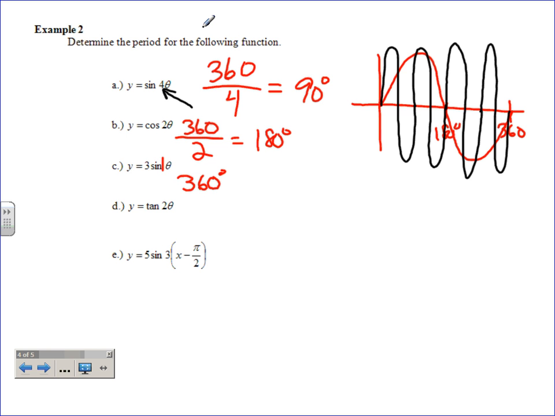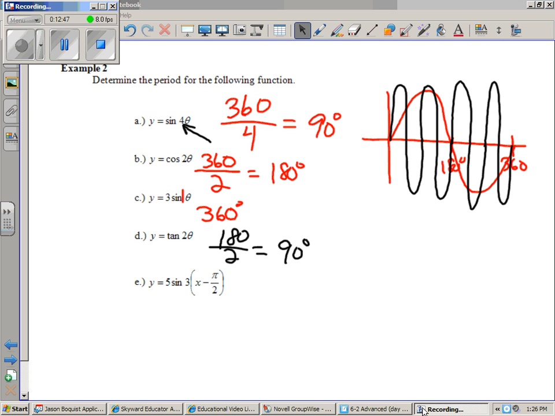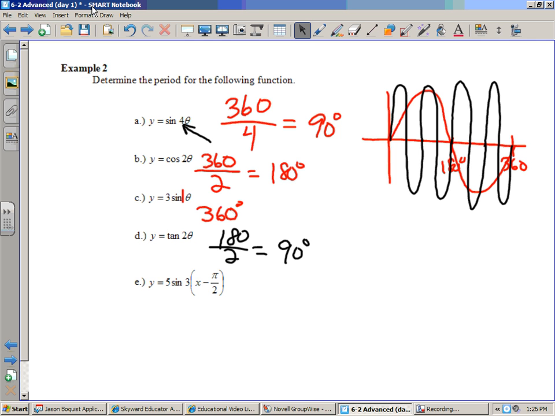Okay. Tangent. Original is 180. Very good. Divided by 2 is 90. Okay. Now, this last one looks considerably different. The x has kind of replaced theta. If you really want to see a theta in there, there you go, theta.